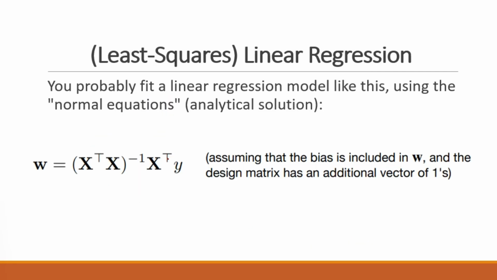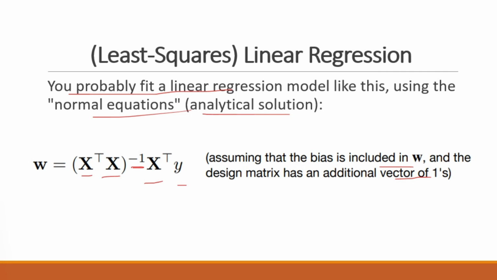You would probably fit a linear regression model like this, as shown below, using the so-called normal equations, which are an analytical solution to the minimization problem in least squares linear regression. When you want to minimize the squared error, you could find a model that minimizes the squared error by using these normal equations. If this is your design matrix, X transpose X inverted, so the inverse here, times X transpose y, and if you include an additional vector of ones, assuming that the bias unit is included in w.